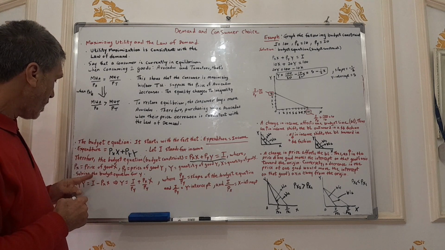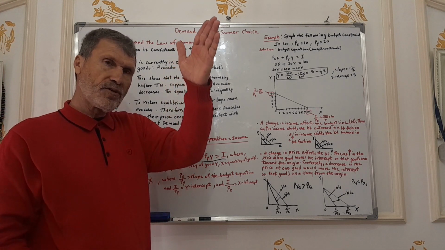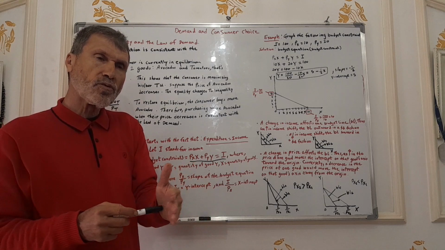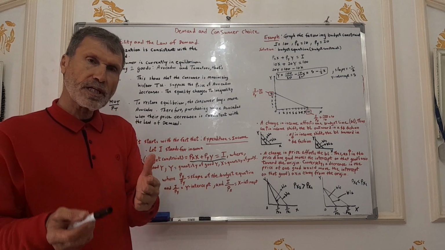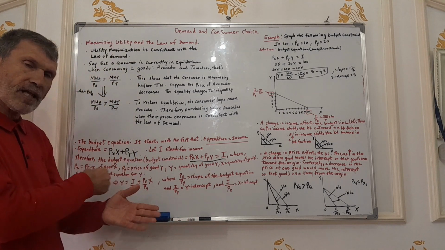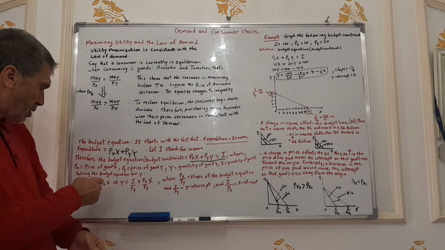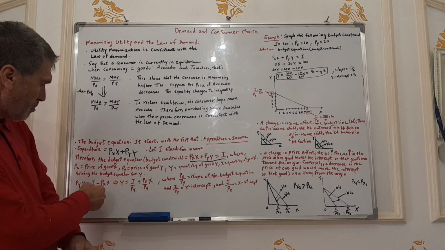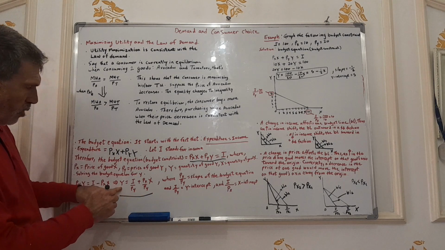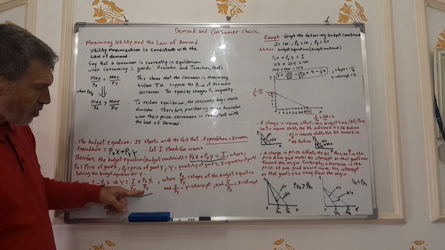Now, of course, we solve the budget equation for Y, because Y is along the vertical axis and X is along the horizontal axis. Remember the equation of a straight line: Y is a function of X. Here we have a budget line, so I solve it for Y in terms of X, simplifying this equation. I come up with Y equals I, the income over PY, plus PX over PY times X.